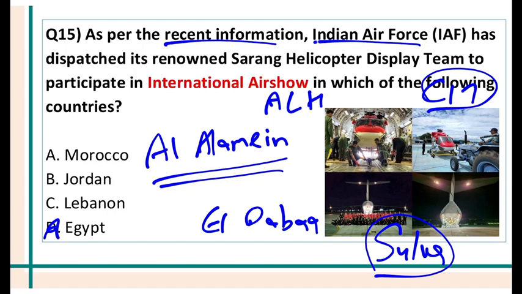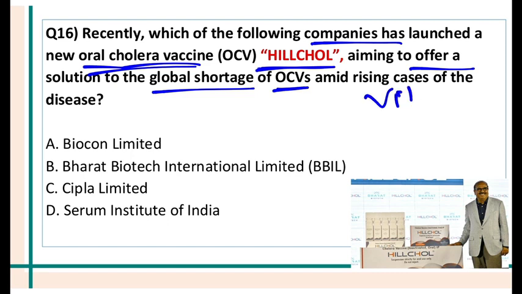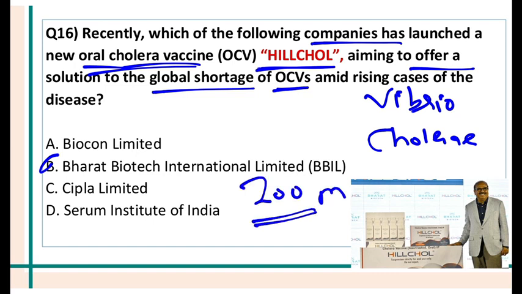Which company has launched a new oral cholera vaccine called Hillchol, aiming to offer a solution to the global shortage of OCV, oral cholera vaccine, amid rising cases of cholera? Cholera is caused by a bacteria called Vibrio cholerae, which is a comma-shaped bacteria, and Bharat Biotech is the answer. Bharat Biotech is based in Hyderabad. In fact, you remember Bharat Biotech made Covaxin during COVID. They manufacture this in Hyderabad and Bhubaneswar, and this company is capable of producing 200 million doses.